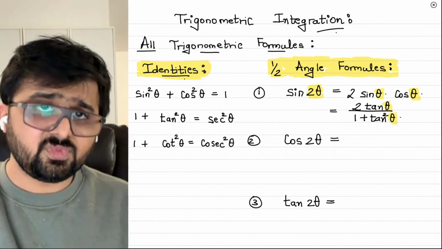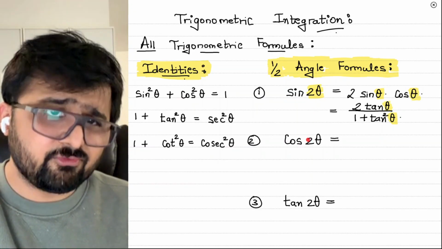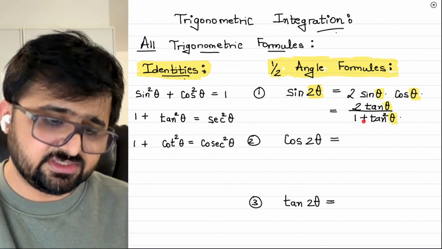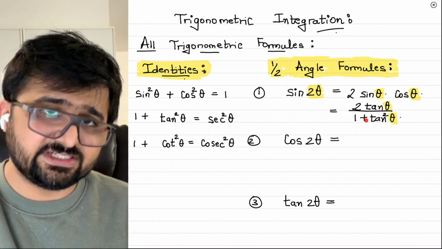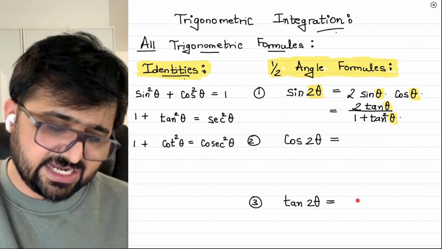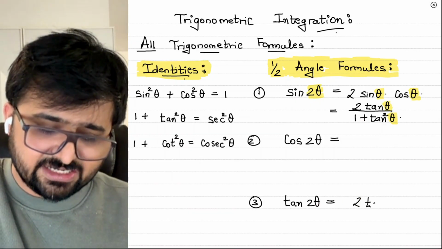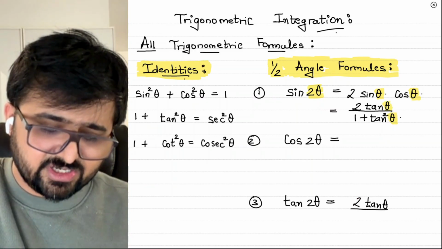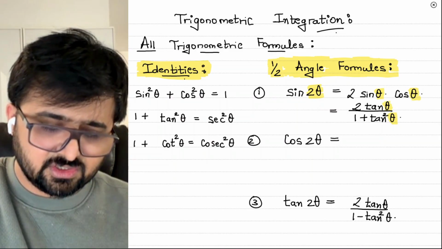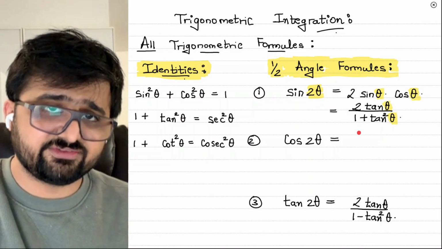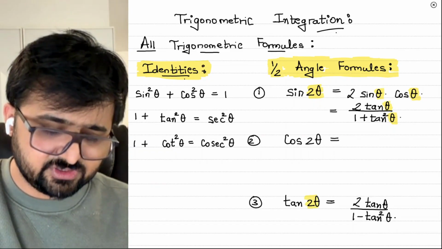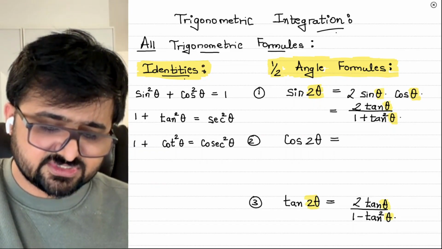Before going to cos, let's just quickly write tan because it's so similar to sine 2 theta. In sine 2 theta, there is a positive in the denominator, but in tan 2 theta, it's negative. So the tan 2 theta half angle formula is 2 tan theta divided by 1 minus tan square theta. Remember that in sine, it's positive here, and in tan 2 theta, it is negative here. Again, the angle is half. If it is 2 theta here, the angle becomes theta here.